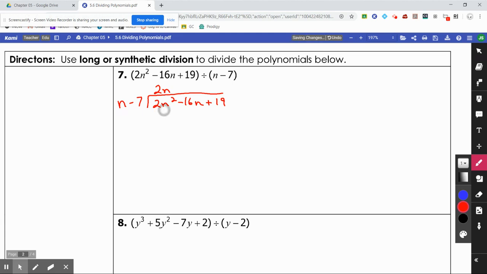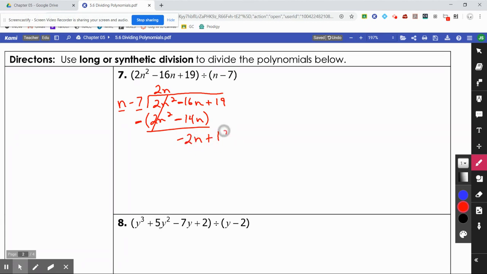Once you divide, you then take that 2n and multiply it by both. 2n times n is 2n squared. 2n times negative 7 is a negative 14n. Subtract. If you do it correctly, these will cancel. Negative 16 minus negative 14. Remember, minus minus will be plus, so negative 16 plus 14 will be a negative 2n.